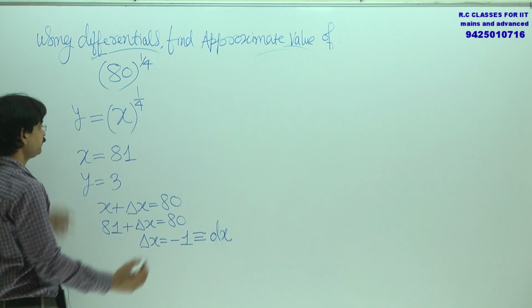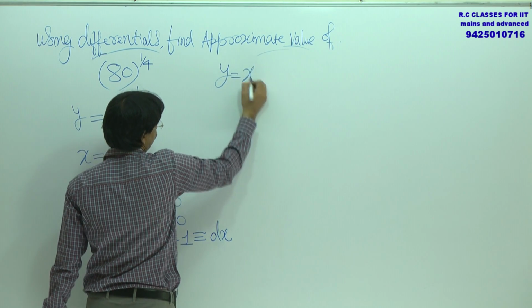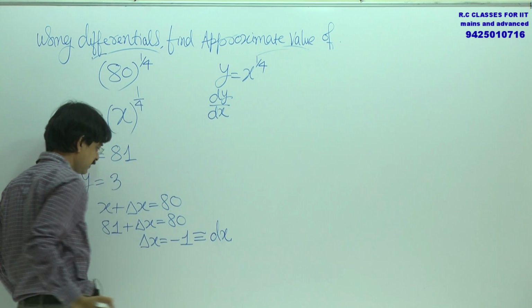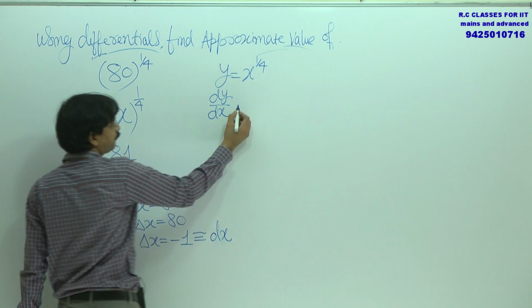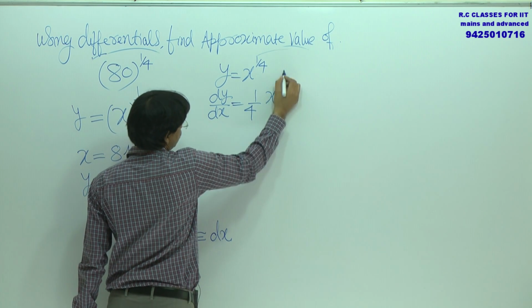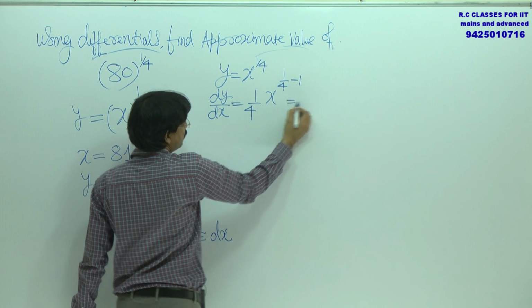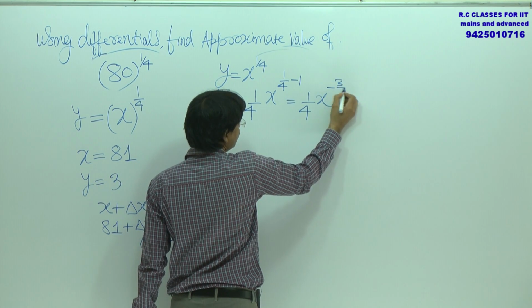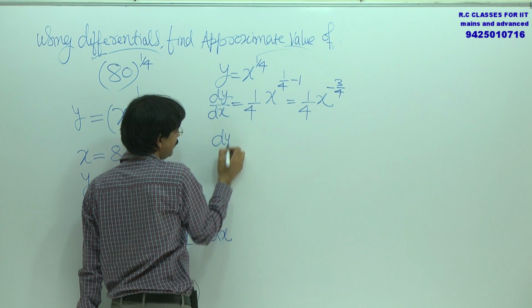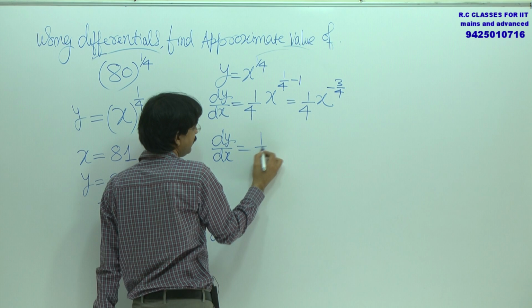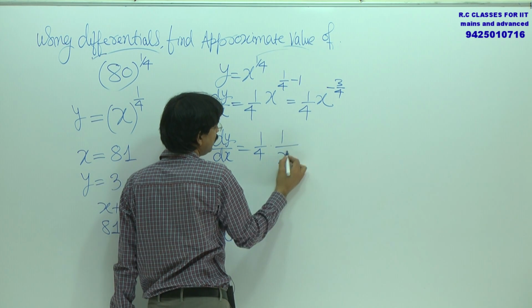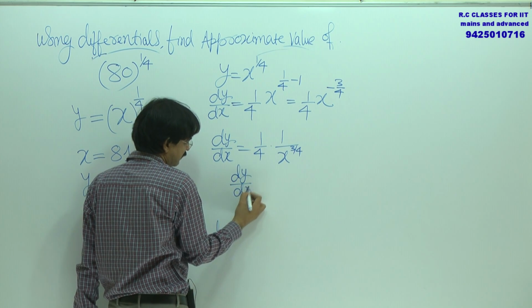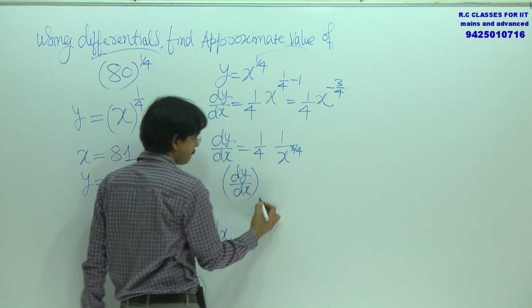ठीक है. y equals to x raised to power 1 by 4. Differentiation with respect to x, will be calculating dy by dx at x equals to 81. It is 1 by 4, x raised to power 1 by 4 minus 1. So it is 1 by 4, x raised to power minus 3 by 4, or that dy by dx 1 by 4, 1 upon x raised to power 3 by 4. We want to calculate dy by dx at x equals to 81.